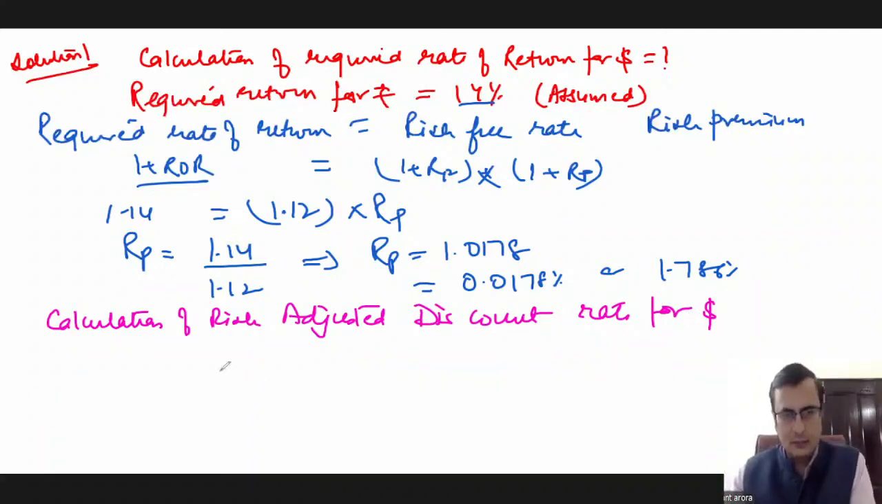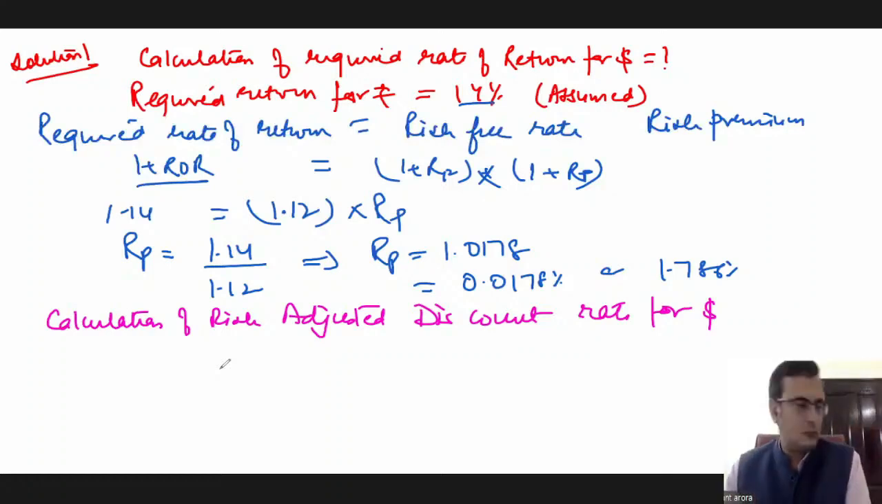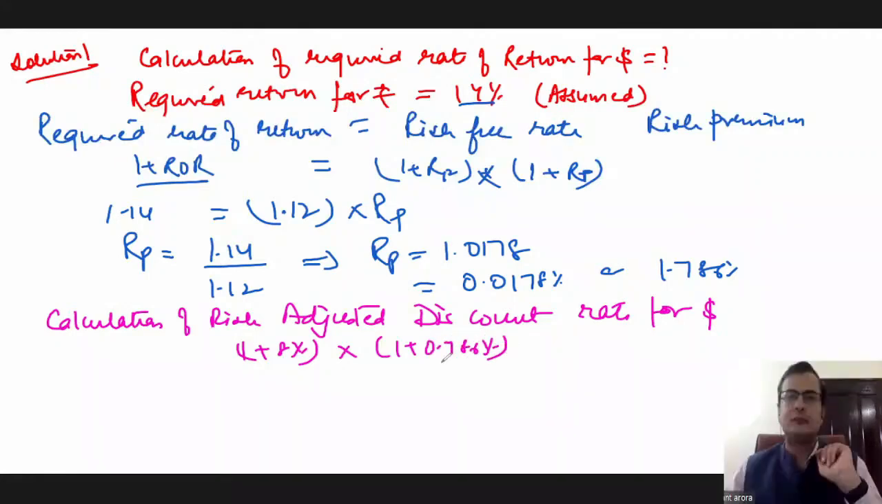Okay, so this is clear. So how much will we get? 1 plus 8%, okay, into 1 plus 0.786%. Clear?